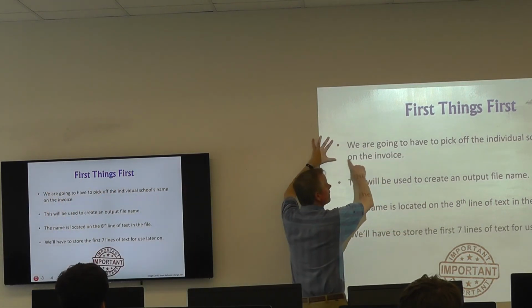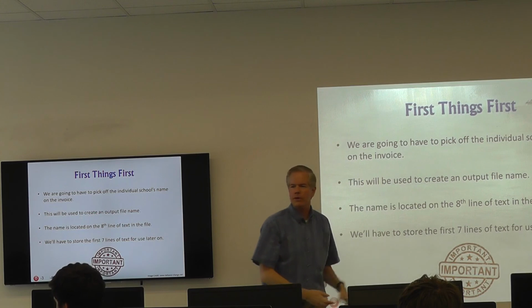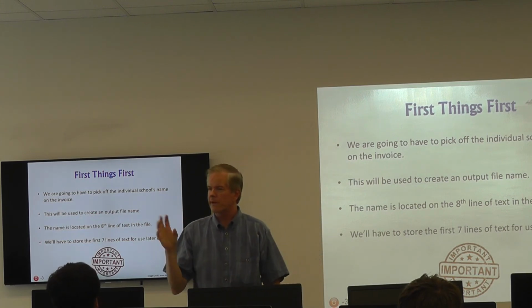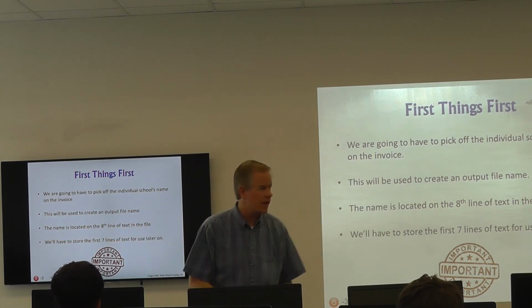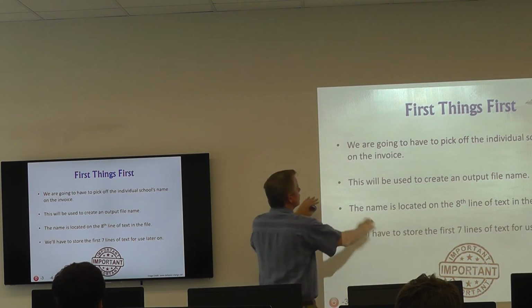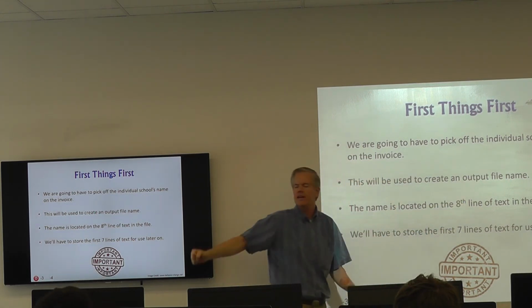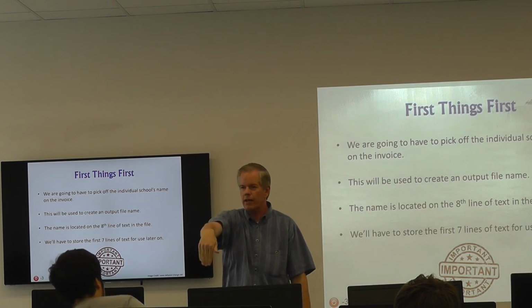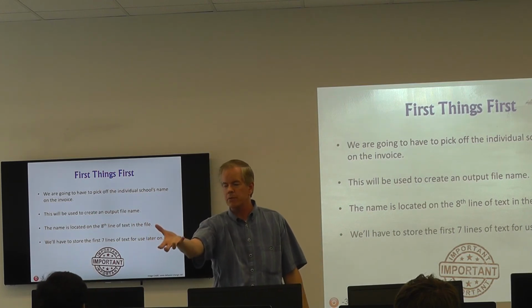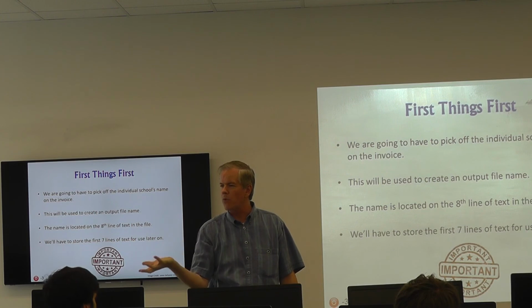Okay. We know we're going to have to pick off the individual school's name on the invoice. Remember, because what we want to do is write out to a file that actually has the school's name. We're going to use that to create the output file name. The name is located on the 8th line of text in the file. So we've got to go down 8 lines, and then we'll get the school name. Now this poses a little bit of a problem for us. Why?